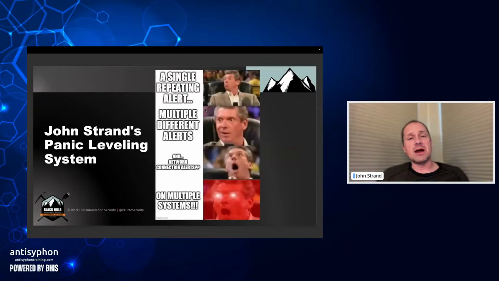Before we get into the lab, I want to share my panicking alerting levels. If we have a single repeating alert, I'm interested, right? It's going to be something that needs to be cleaned up. But if I have multiple different alerts on a system, not just one alert that pops up, I'm now getting really interested. And then if those alerts move into network connection alerts, now I'm getting really, really excited. And if that's happening on multiple systems, it's time to call the customer and say, shut the internet down, because everything is on fire at that point.